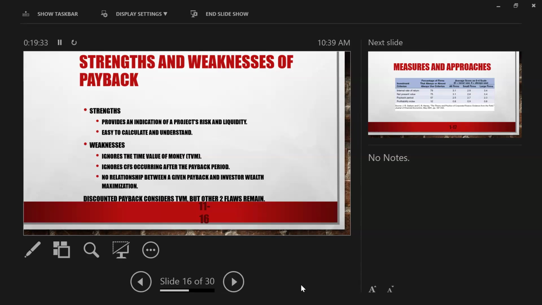There is such a thing as discounted payback period where we use interest rates. But the problem is the other two flaws are still there. It's still not a wealth maximization model, and it still ignores cash flows beyond the payback period.